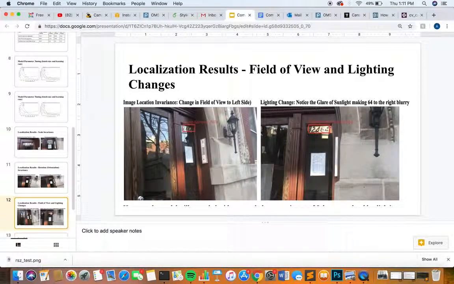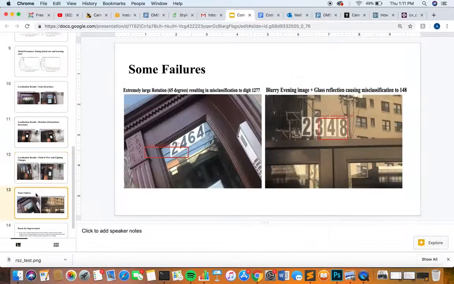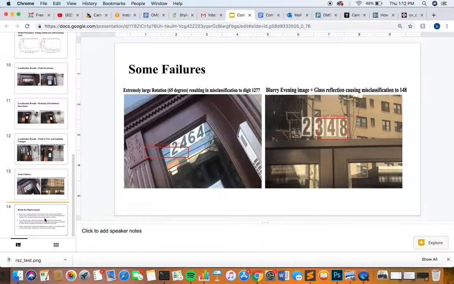And then most interestingly, you can see the lighting change here. There's a big reflection and sunlight falling on the 64, which is making it blurry, but it's still classifying it correctly. There were some failures. Extreme rotations still were struggling for the model. And blurry images with reflections and low light still had some issues with classification.